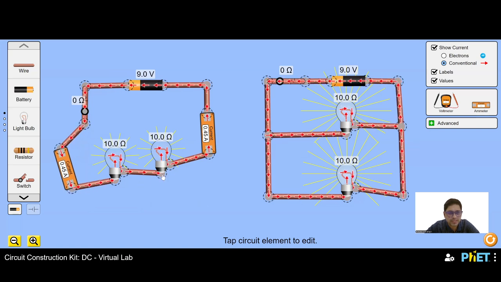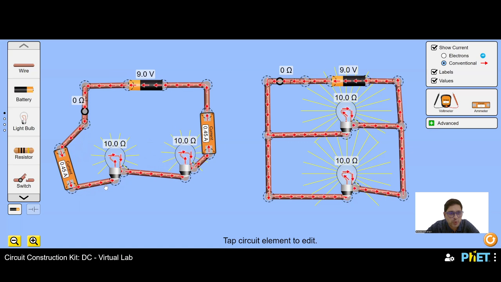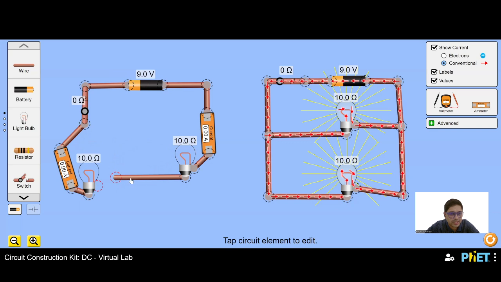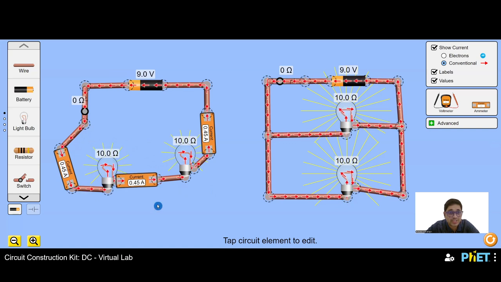Oh, all right. What is the current flowing between these two light bulbs? Curious on what might be the current between these two light bulbs. Let me place the ammeter here. It's also 0.45. So what did we learn here? In a series circuit, throughout the circuit, the current is constant. It doesn't change. 0.45, 0.45, and 0.45. Right?